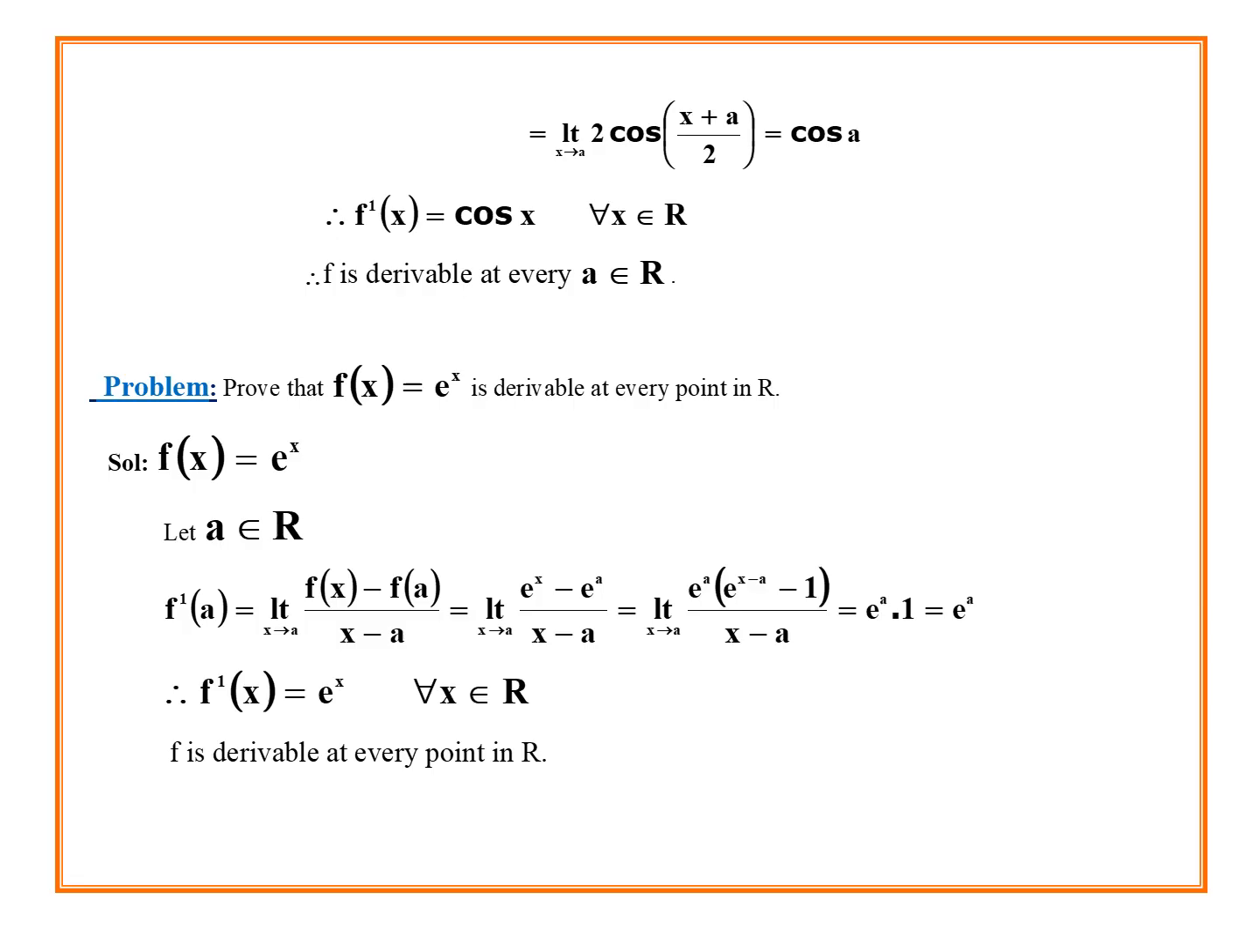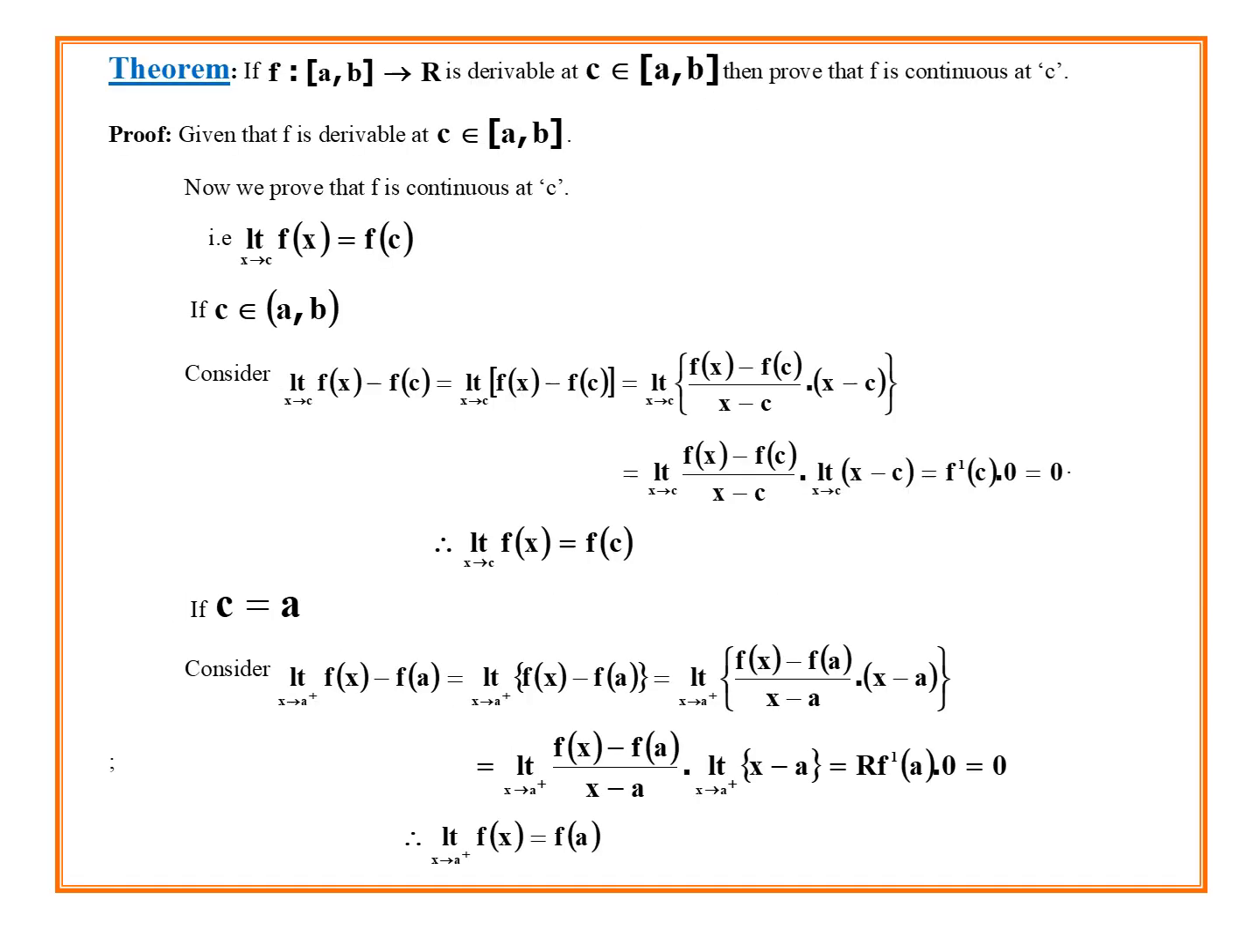Limit x tends to a. Take out e^a as a common term. Then we get e^a times (e^(x-a) - 1)/(x - a). So that e^a gets cancelled. Applying the limits, we get e^a into 1, which is equal to e^a. Therefore f'(x) is equal to e^x for all x belongs to R. Therefore f is derivable at every point in R.